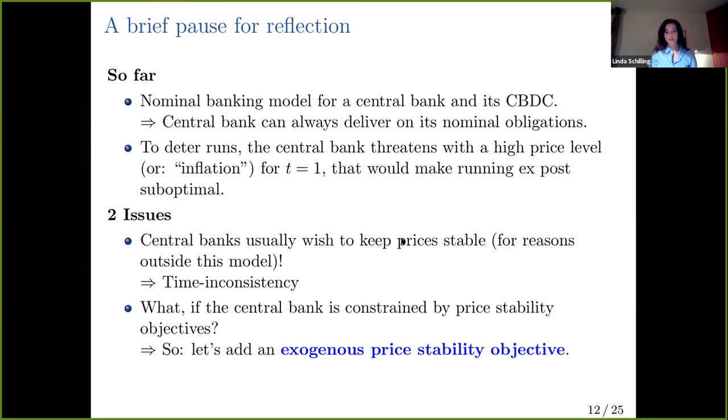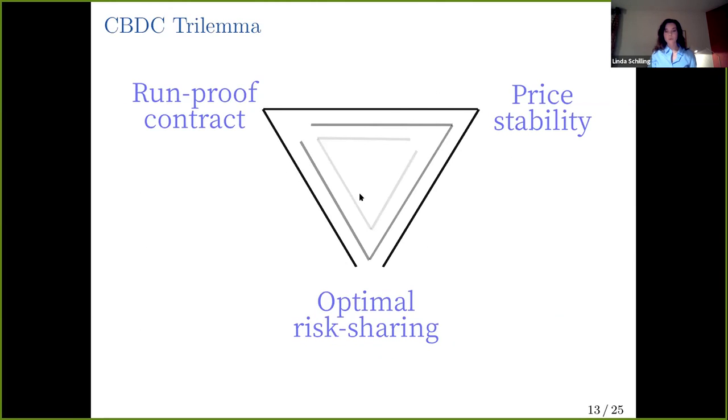The other issue is that generically, central banks care for price stability. And we have just seen that the central bank, for deterring runs, has to sacrifice the price stability objective. So I've shown you that these two goals can be attained when sacrificing price stability. Now we go the other way around. We're imposing price stability, and then we will see whether we can attain optimal risk sharing or whether the central bank will be prone to runs.